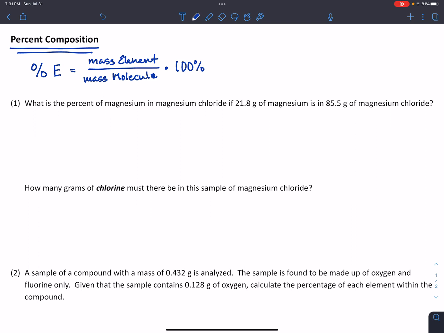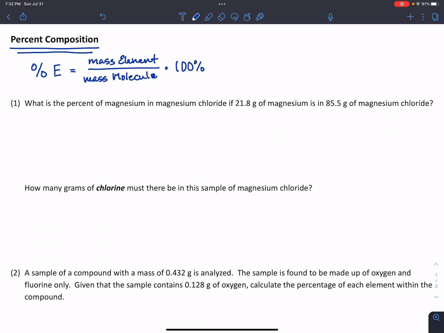All right, keep in mind that the mass of the element is going to come off the periodic table, and the mass of the molecule will either be given or you may have to calculate it using the molar mass and that periodic table. All right, one thing to keep in mind when we work these problems, you can use tables as a way to keep track of what you're doing.